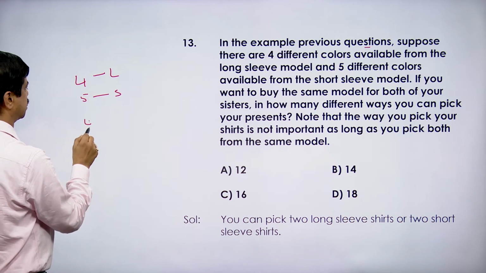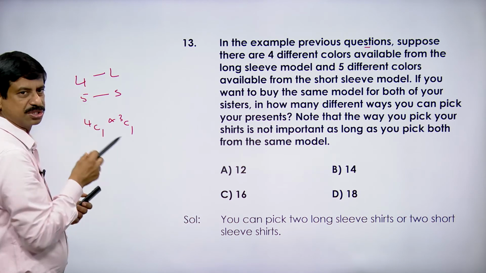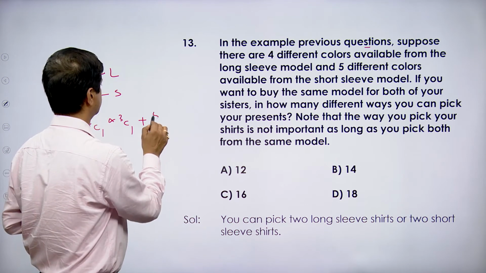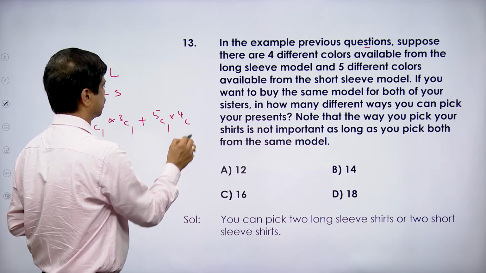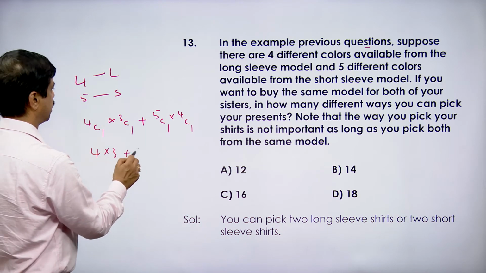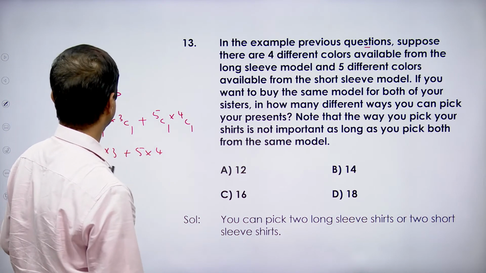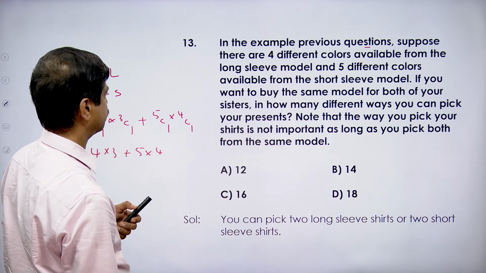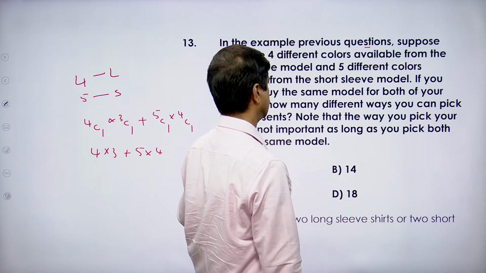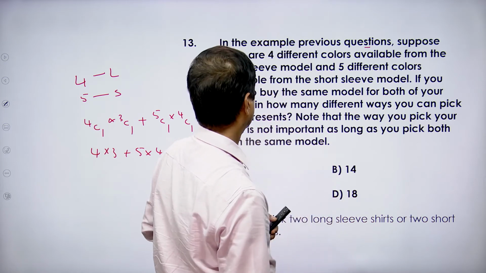So I am picking first a long sleeve, 4C1, and again another long sleeve, 3C1. Out of 1 cloth being gone, 3 more clothes are left over. From that you select one. Or you select 1 from short sleeves and 4 are left over, and again you select 1 more from that. So what happens? 4C1 is 4 into 3, plus 5C1 is 5 into 4. Both are long sleeves or both are short sleeves. Note that the way you pick your shirts is not important as long as you pick both from the same model.